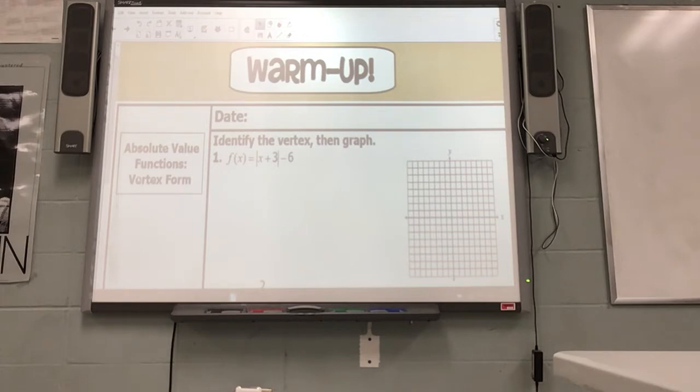Real quick on our bell ringer here, what's the vertex of that V? -3, -6. What's in with the X is always the opposite sign, and then what's stuck on the end is what it is. We're fixing to look at a quadratic function today, and that's the same. So if this were a quadratic function, the vertex would be exactly the same, except it's going to make a U instead of a V.